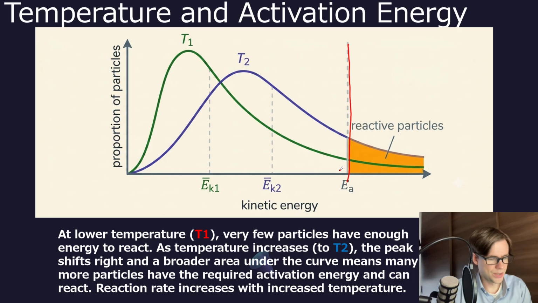So for T1, what we have is the area that is above the activation energy on the x-axis and below our T1 curve. So it's this shaded area that's able to react if the correct orientation is met. What if we raise the temperature to T2? In that case, our whole distribution shifts.